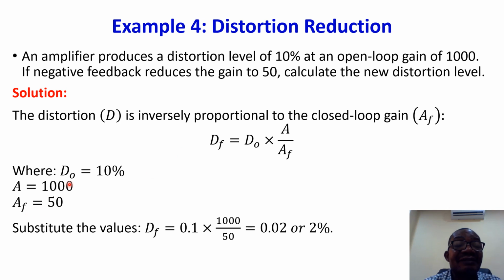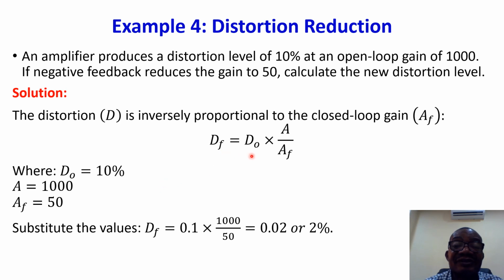Let's look at the fourth example. An amplifier produces a distortion level of 10% at an open loop gain of 1000. If negative feedback reduces the gain to 50, calculate the new distortion level. The distortion D is inversely proportional to the closed loop gain. Therefore, we use this formula.